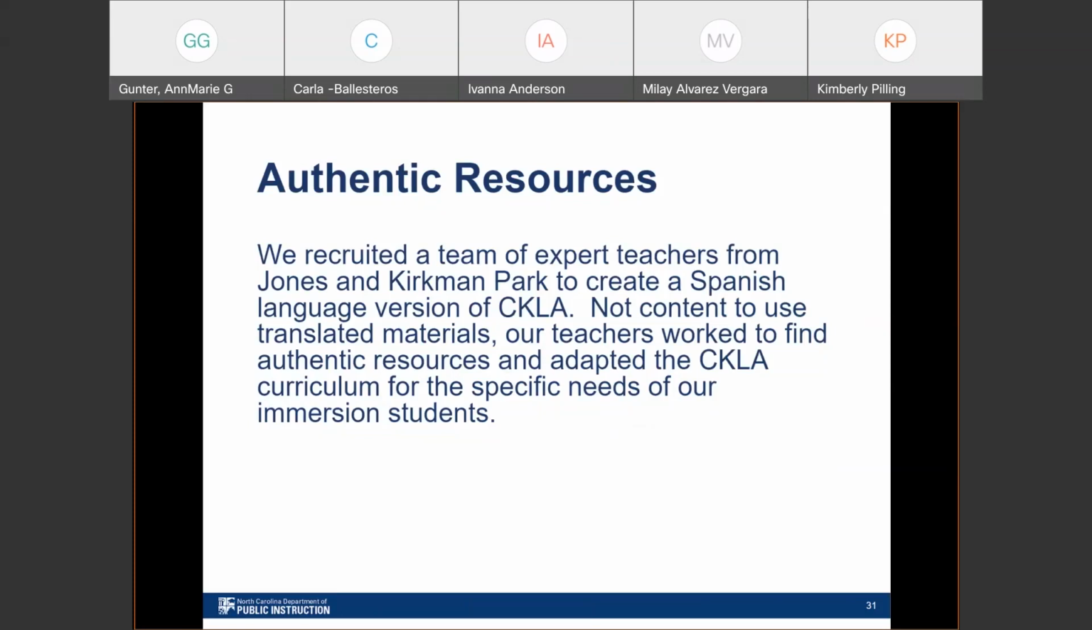We were also very intentional about making sure that the CKLA curriculum really lifted up and valued the Spanish culture and talked about things from a little bit of a different lens than some of the modules in CKLA did. And we think this has been really, really helpful for the immersion program and for the teachers as well. Next slide, please.